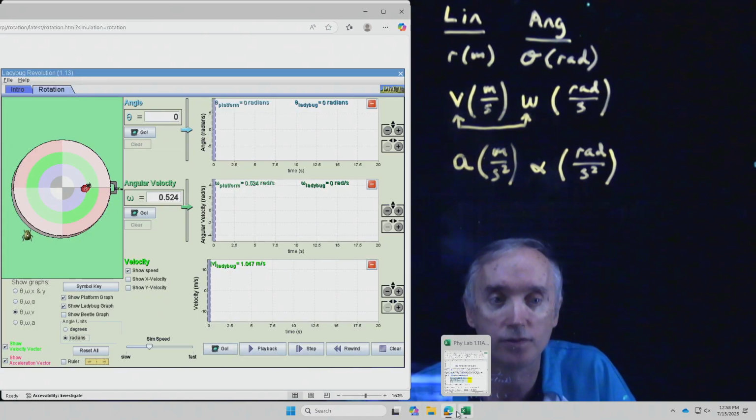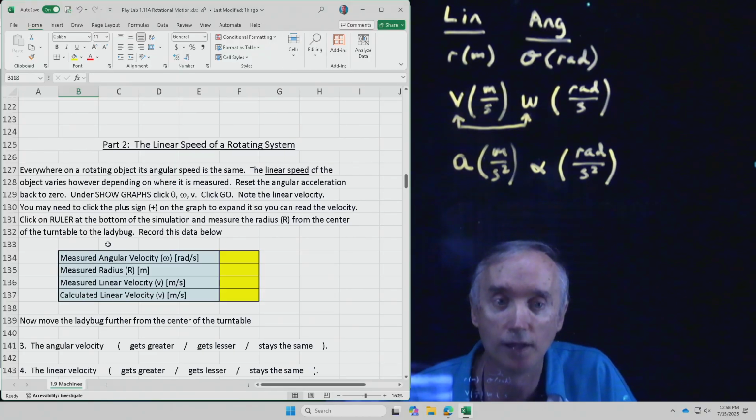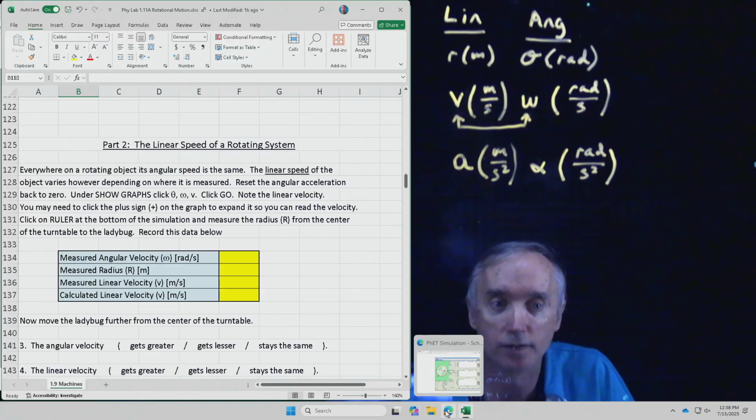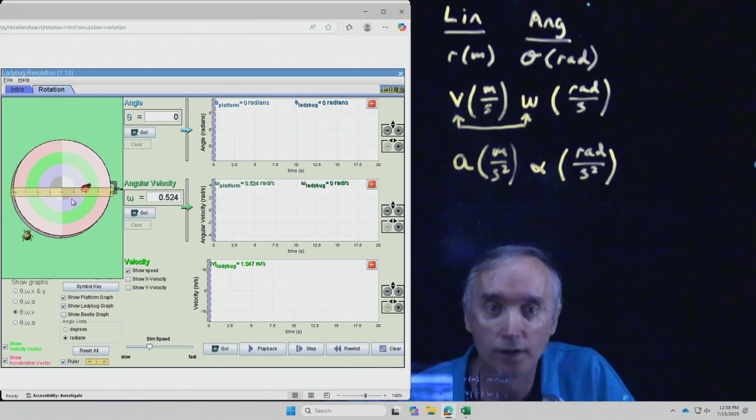Okay, so now let's go down to the lab, see what to do next. So we've noted the linear velocity, or the linear speed. You may need to click the plus symbol on the graph to expand it so that you can read the velocity, but trust me, it's going to be 0. Click on the ruler at the bottom of the simulation and measure the radius from the center of the turntable to the ladybug. So if we go back to here, we need to find the ruler. So the ruler is down here. So click on that. Okay, there's your ruler.